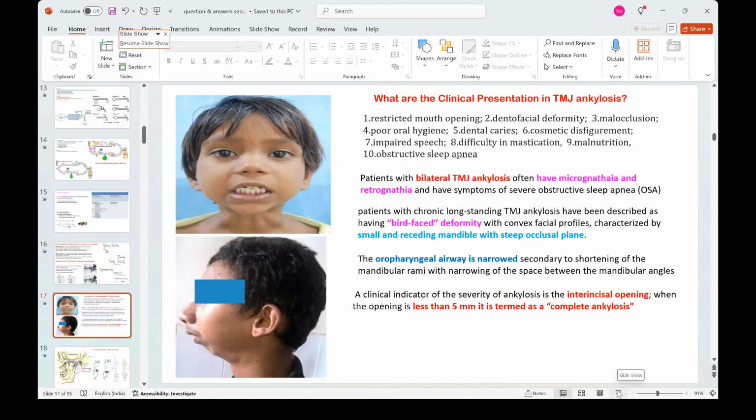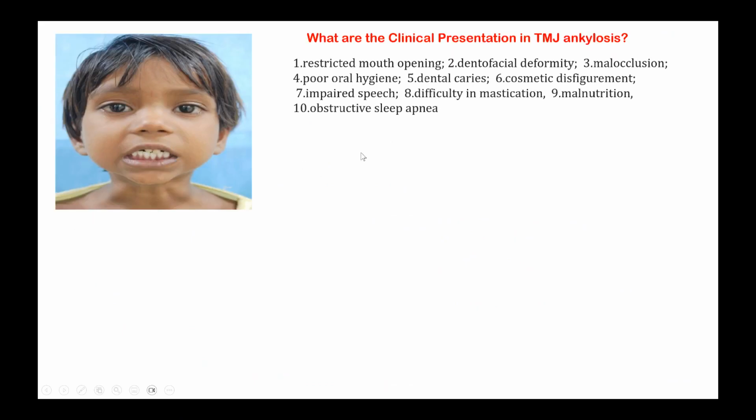I don't know how many of you have seen such a patient. This is how a patient with TM joint ankylosis looks: when you ask them to open the mouth, they may open the lips widely, but the inter-incisor distance will be totally absent. It cannot be opened at all. The clinical presentation will be restricted mouth opening, dentofacial deformity, poor oral hygiene, dental caries, and impaired speech, sometimes difficulty in mastication, so they may have malnutrition.